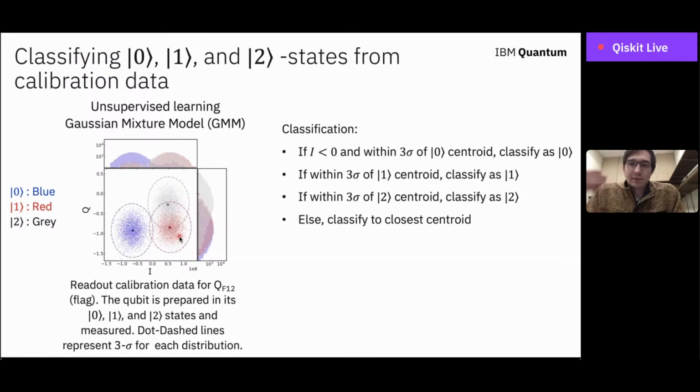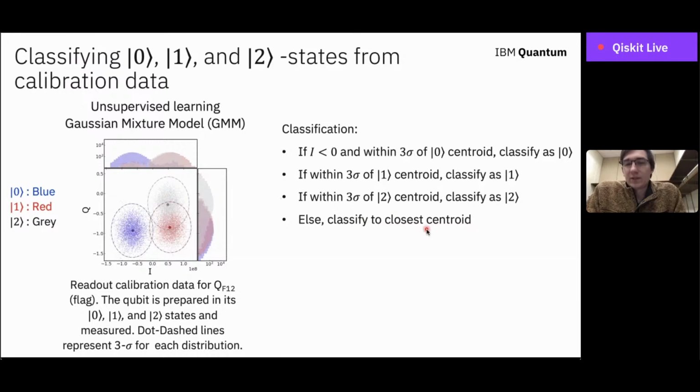If that's not true, you check the second condition. If you're within 3 sigma of the 1, classify as 1. Then you check the third. If you're within 3 sigma of 2, classify as 2. Otherwise, you classify as the closest. So why do this multi-step procedure instead of a single step? A single step could just be, let's say, we classify to the closest centroid right off the bat.